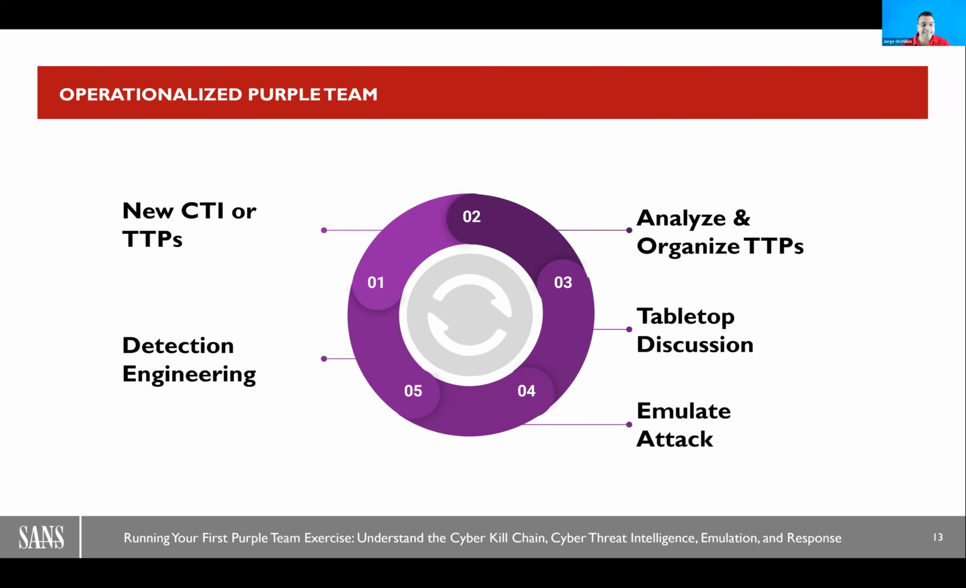Where would we have detections? Or maybe we already tested this and we should definitely have this detection. Or maybe it's a little variation on the procedure and we should have the data sources, but I'm not really sure. We document that. Then the red team goes and emulates the attack, figures out how to do the attack, and shares that information. And then if there were gaps, we perform detection engineering.